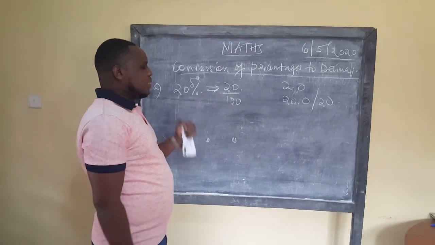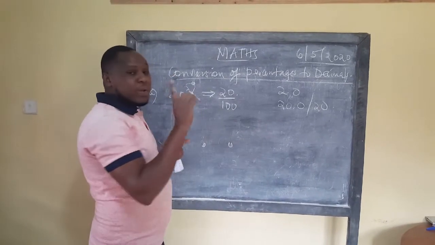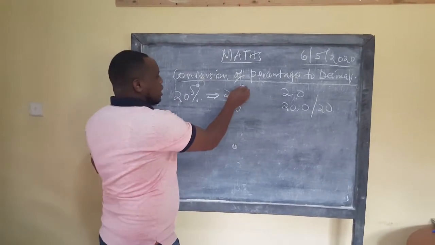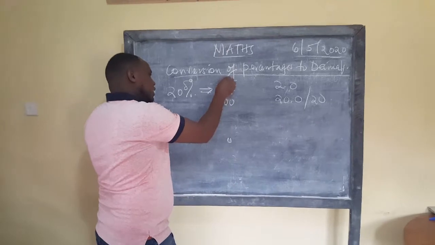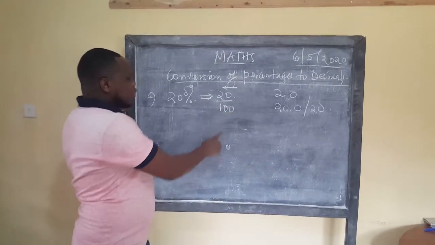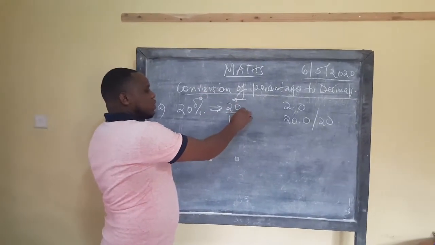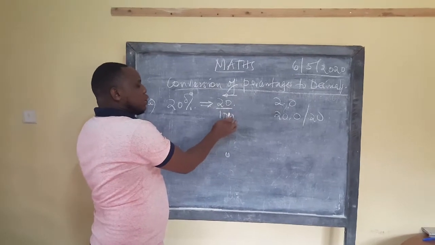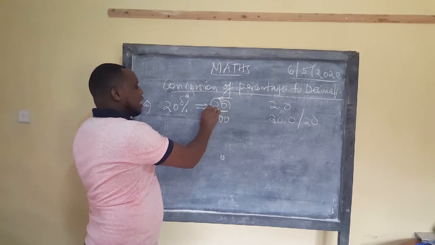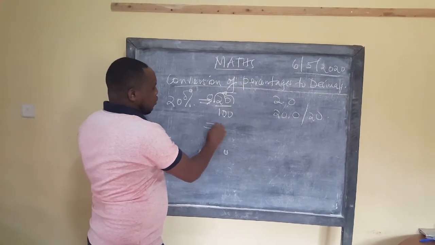I said when you multiply with zeros, the decimal point moves to the right. But when you're dividing by zeros, the decimal point moves to the left, by the number of zeros that we have here. We have 2 zeros, so you take your decimal point from here and move it back 2 places, 1, 2. It will land here. After it has landed there, you put a 0 there. So this becomes 0.2.